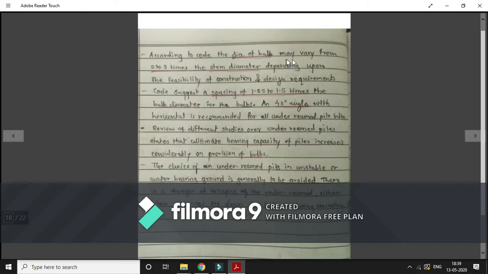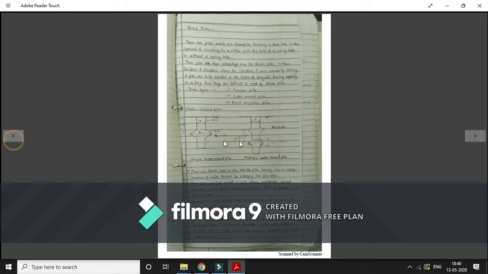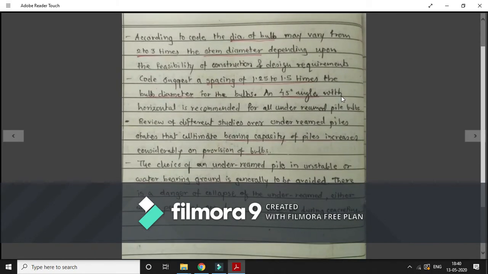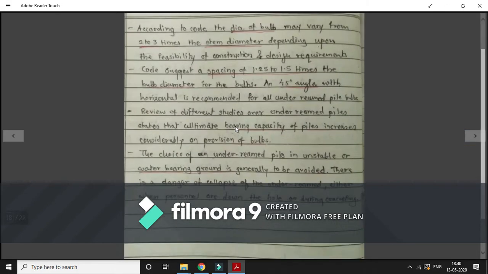According to the code, the diameter of the bulb may vary from 2 to 3 times the stem diameter, depending upon the feasibility of construction and design requirements. So this is the stem diameter and this is the bulb diameter. The bulb diameter is 2 to 3 times the stem diameter. The code suggests a spacing of 1.25 to 1.5 times the bulb diameter for the bulbs. This spacing, from this point to this point, is 1.25 to 1.5 times the bulb diameter. An angle of 45 degrees with the horizontal is recommended for under-ream bulbs. So this angle should be 45 degrees. This is the recommendation.